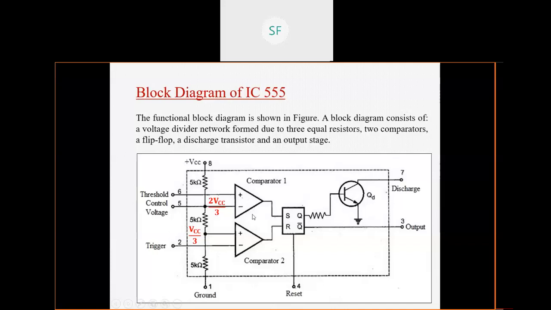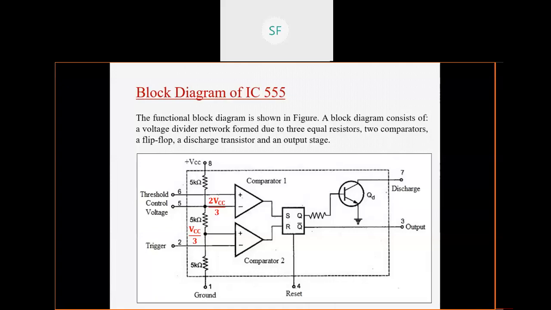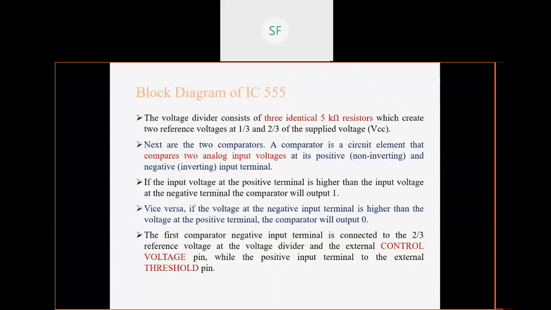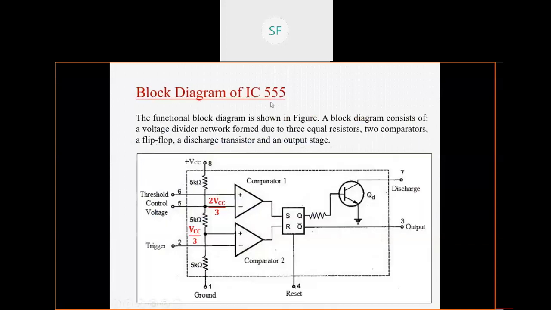Now you must be familiar with all the components and all the pins. You can observe here all the 8 pins are mentioned: pin number 1, pin number 2, pin number 3, 4, 5, 6, 7 and 8. If there is any question regarding this slide, I will wait for a couple of minutes. You can go through it one more time, and you can ask me.